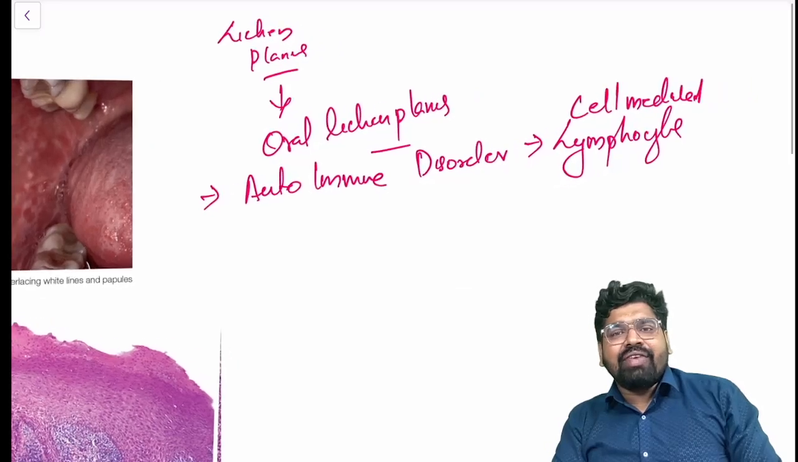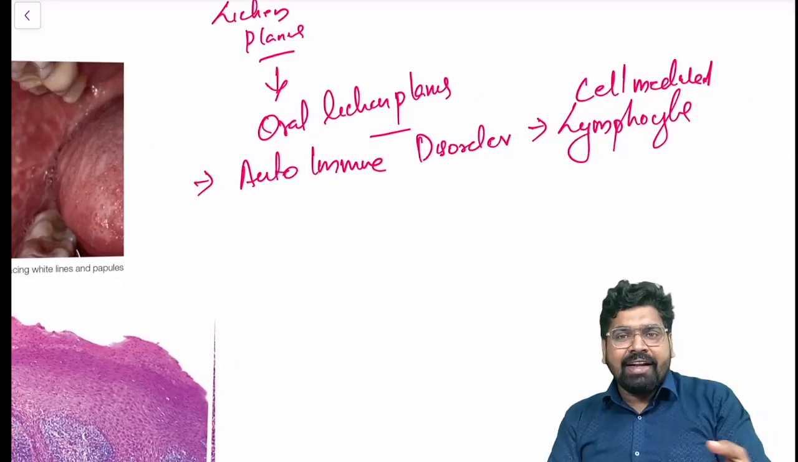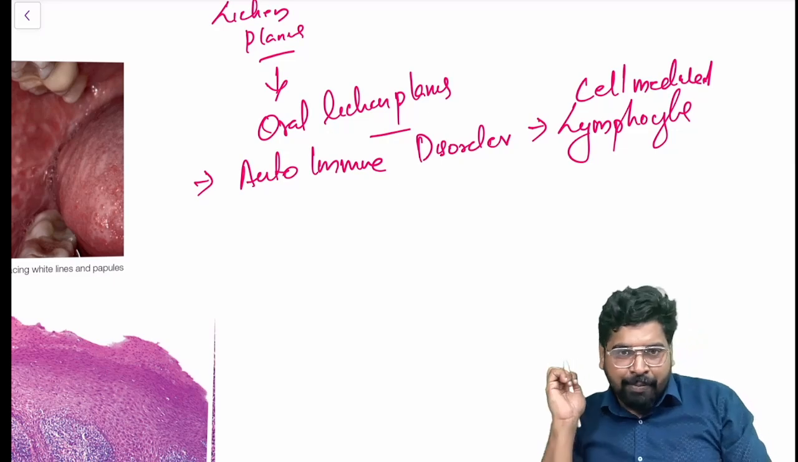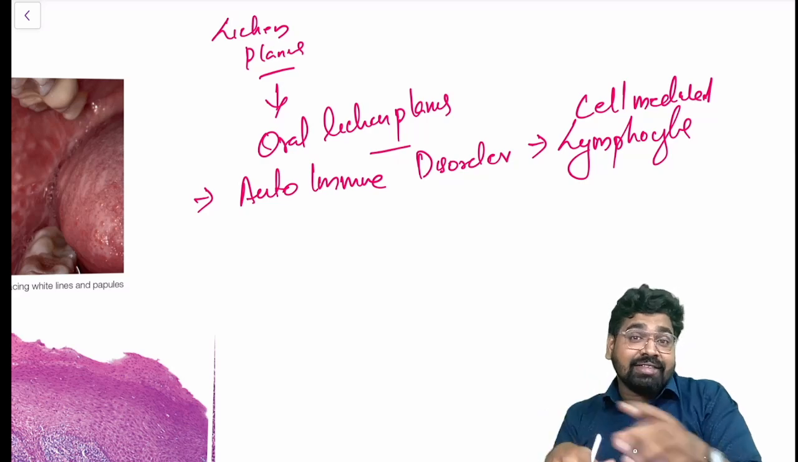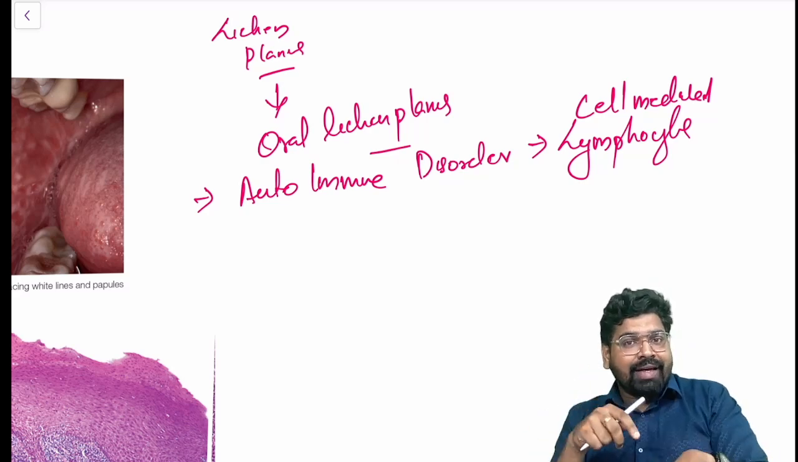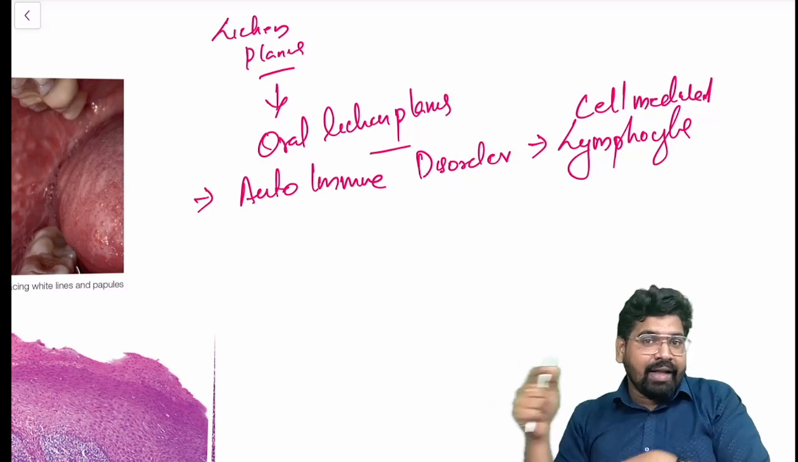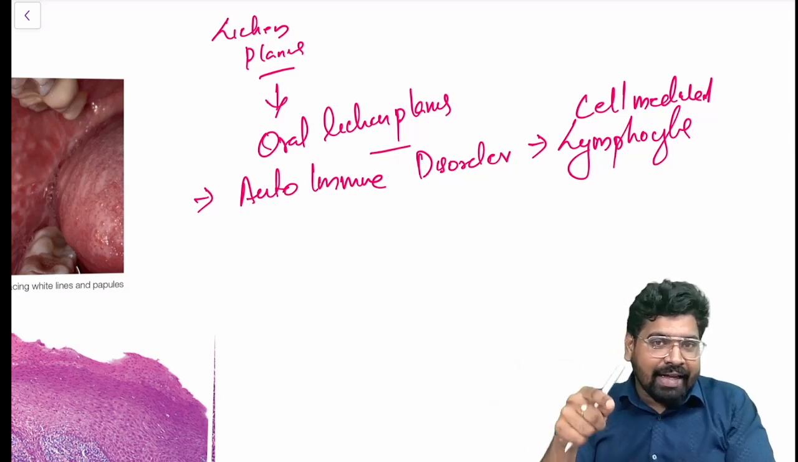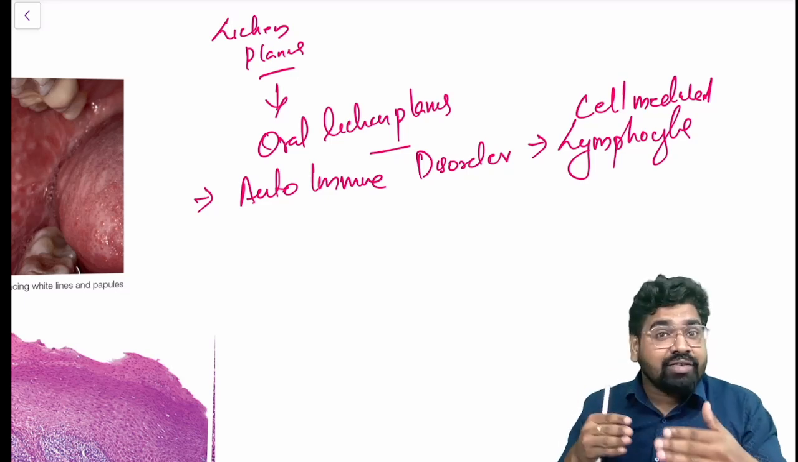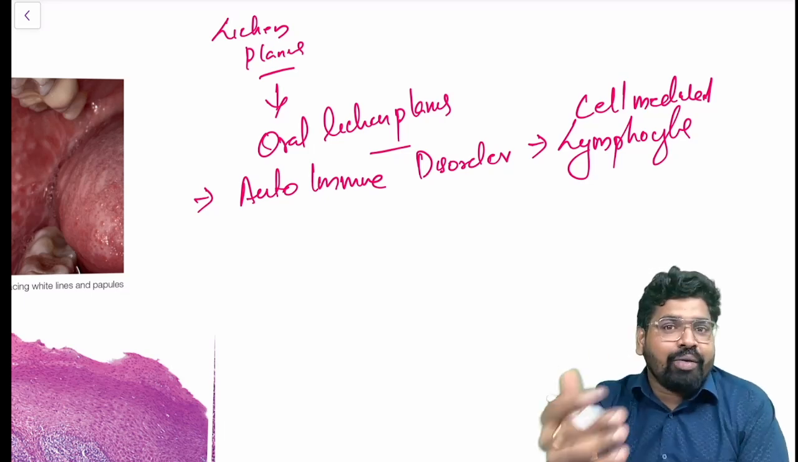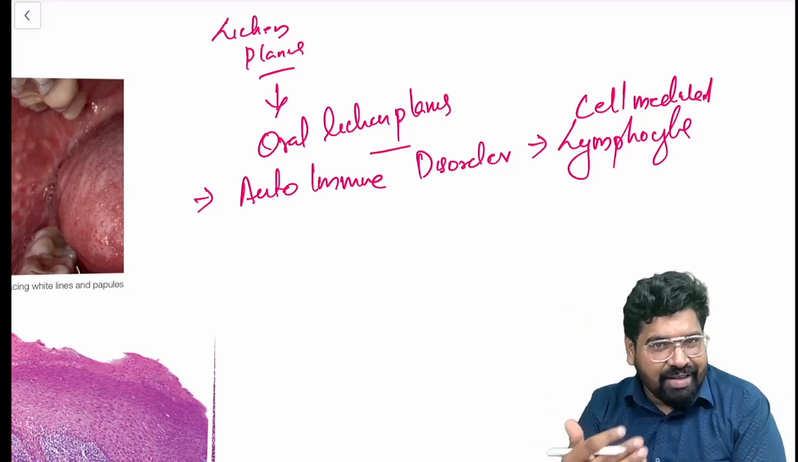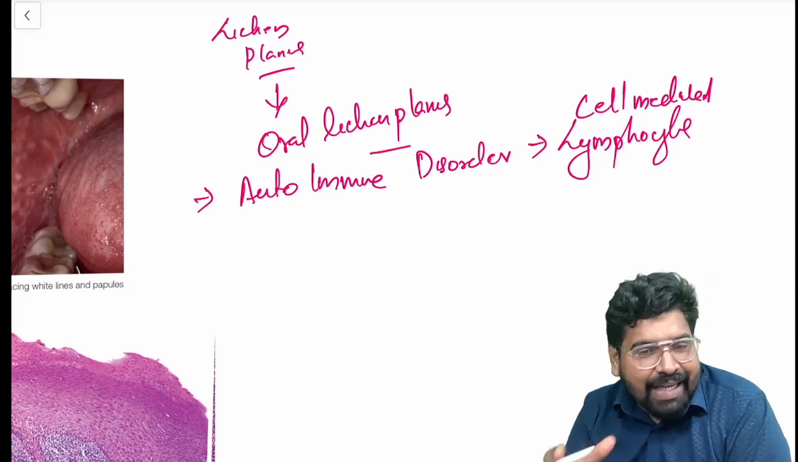You have seen in pemphigus, pemphigoid, etc., the antigen was targeted by the antibody. But the problem here in lichen planus is it's not the antibody which is going and attacking the antigen. It is our lymphocytes going directly and attacking. So it is a cell-mediated autoimmune disorder. That's why we call it cell-mediated. So you understood the speciality of lichen planus here.